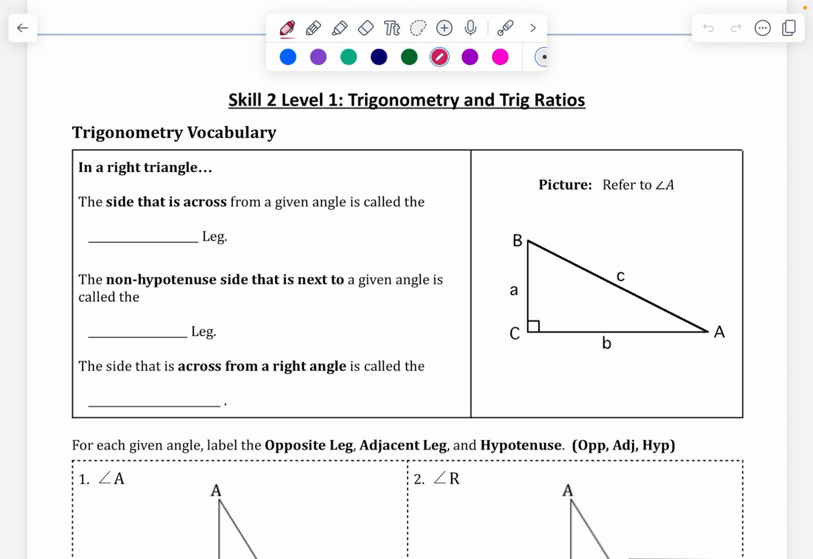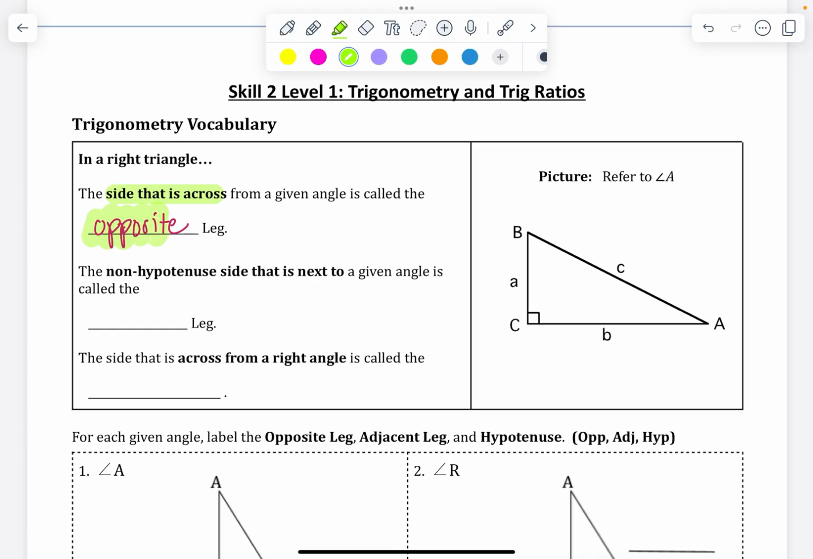Okay, so we've been focusing a lot on right triangles. In a right triangle, we have all these sides. We talked about C, across from angle C, that's the hypotenuse. And then we have leg A and leg B. They are the same thing, but they might have different names. The side that is across from a given angle is called the opposite leg.